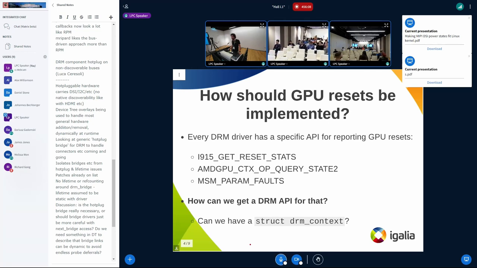Yeah, my hope would be that nowadays, if a reset happens, every driver will do something different, and I was hoping that with a common API, everyone would be obliged to go in the same direction. I don't know. Yeah, that was my hope.